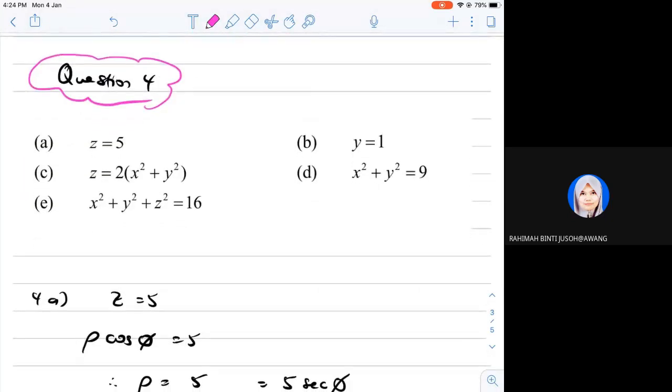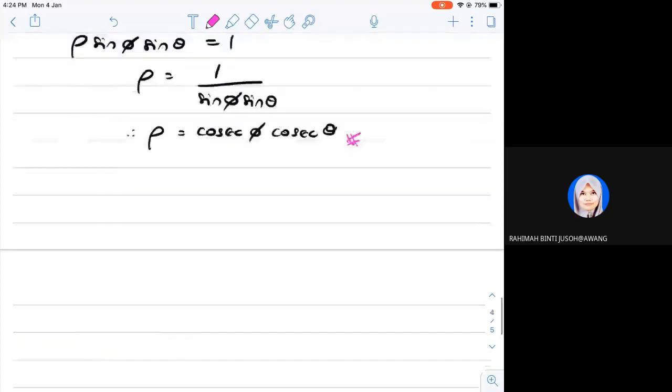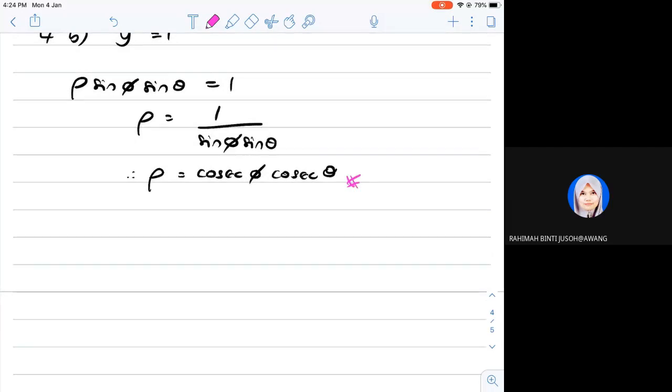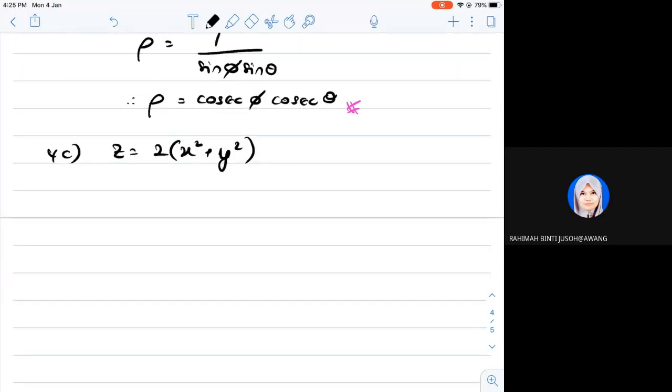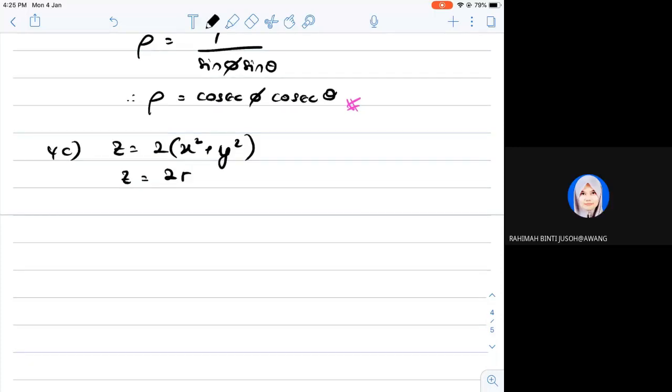Okay, next. Question 4C. Z equals to 2 times x squared plus y squared. What should we do first? First step, what do we do? Z equals to what? R squared, yes, very good. And then substitute R in spherical. R equals to what? Rho sine phi. Yes, very good. Rho sine phi.